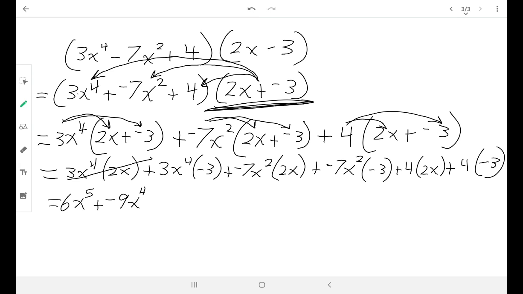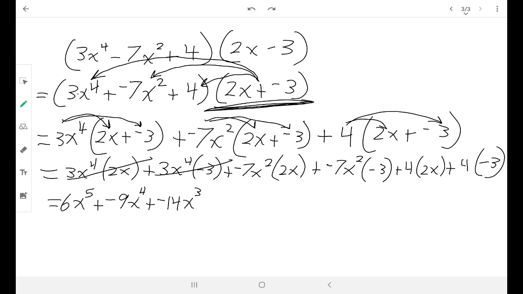And that takes care of that one. Okay, then this plus, and let's do that multiplication right there. Negative 7 times 2 is negative 14, and x to the second, which means x times x, that is 2 of them, times another x makes 3 of them, or x to the third.